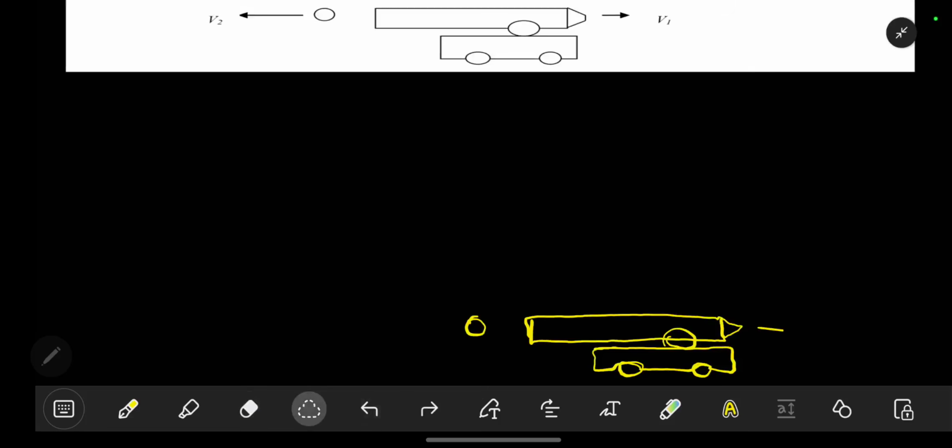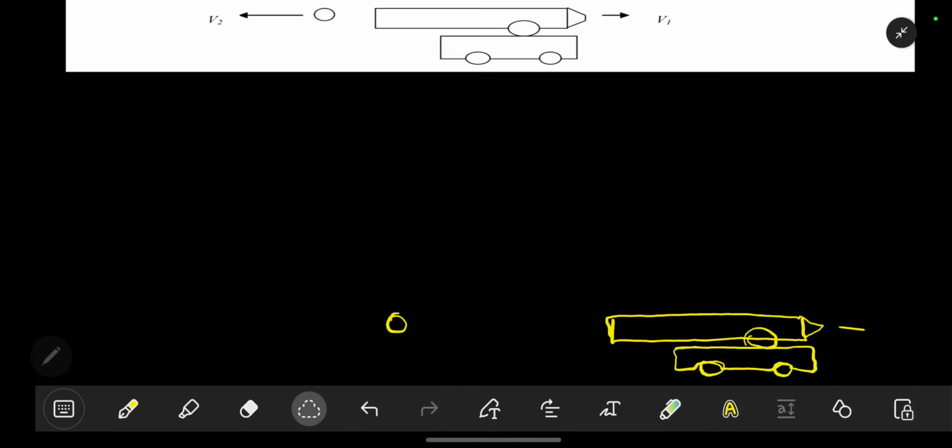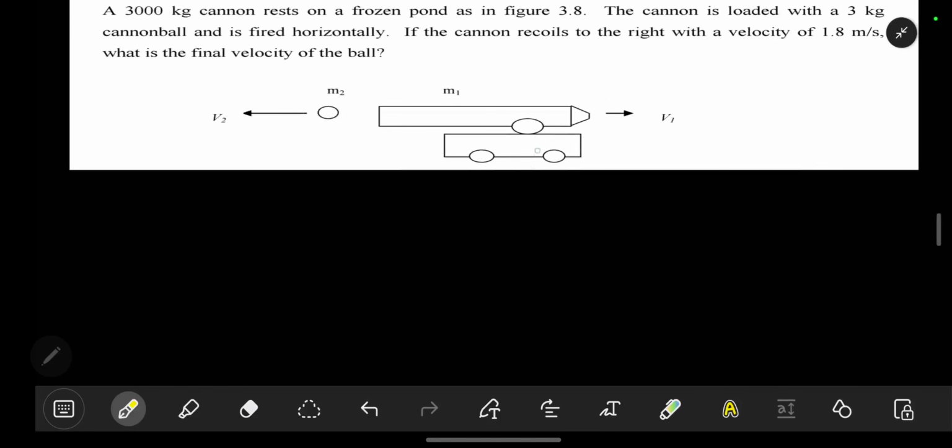So we are going to have something like this. As it is fired, the cannon will move to the opposite side, so it has some velocity. That is key. Remember, when the cannon was inside here, before being fired, it was at rest. The cannon wasn't moving, the ball wasn't moving, so the initial momentum was 0.